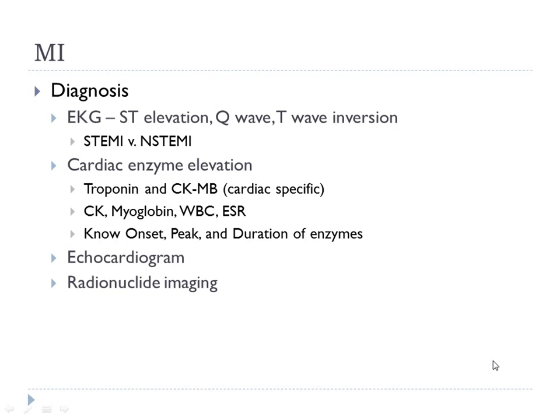Sometimes the part of the muscle that is damaged is around the area of the valves. So if the valves become ischemic, they become dysfunctional. Or if the muscle that hangs on to those fibers of the valves is damaged, the valve can become dysfunctional, which can lead to lots of complications.